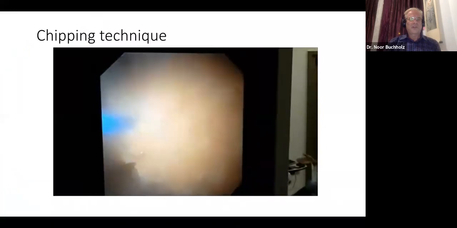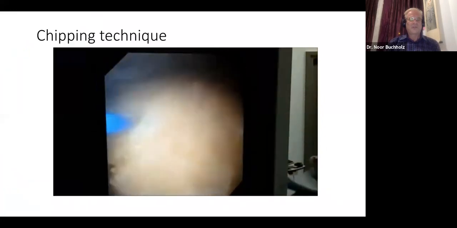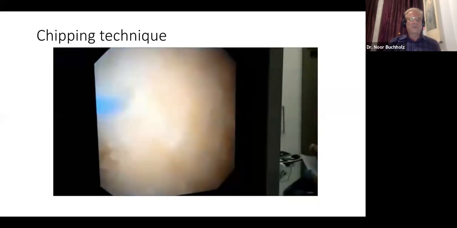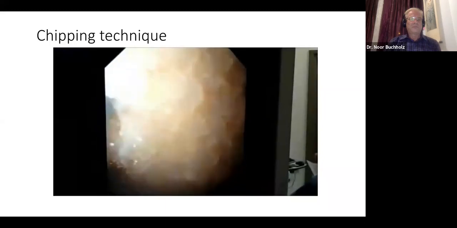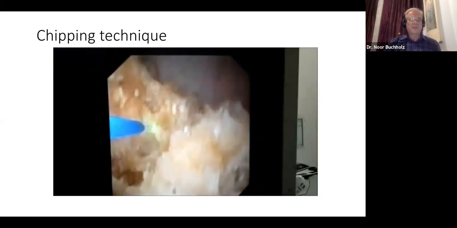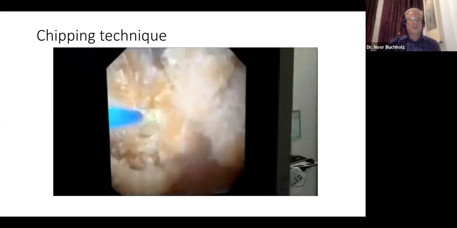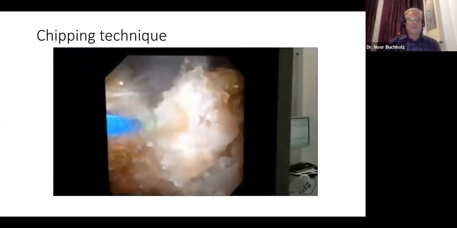So the operator stays at the edge of the stone all the time. The stone turns a little bit around. Now people will say this is not a hard stone, and you're absolutely right. This is to demonstrate the technique. It is actually a soft stone.